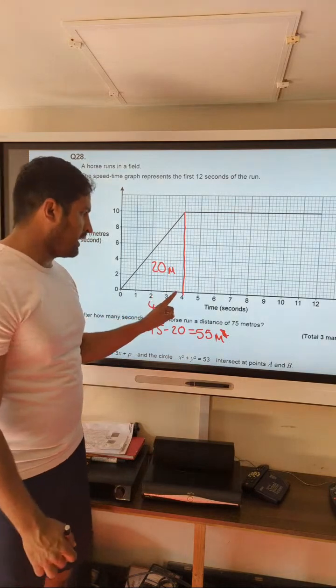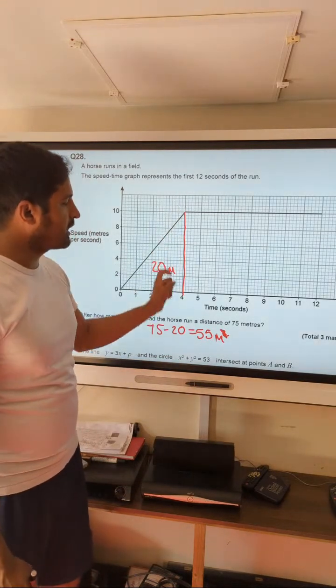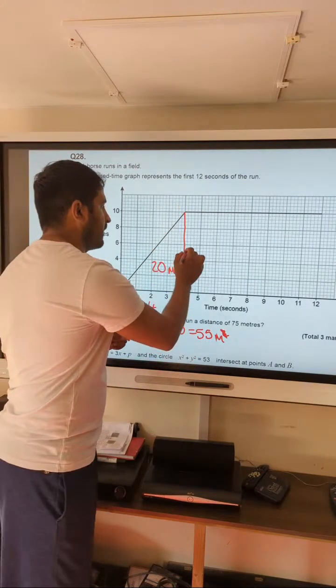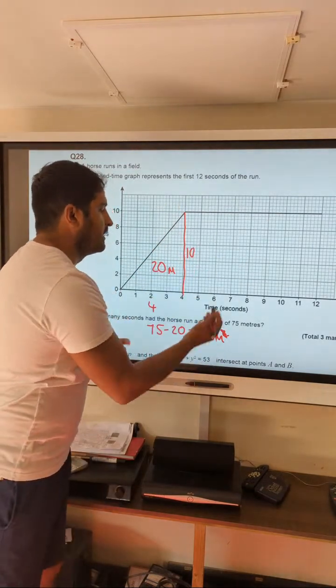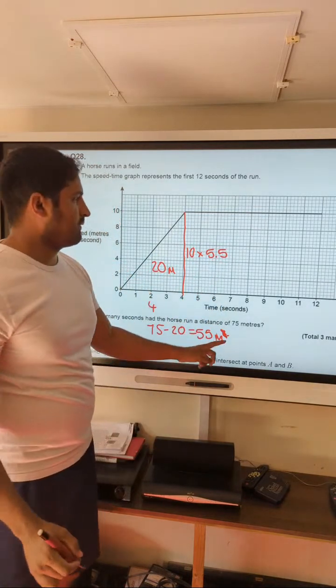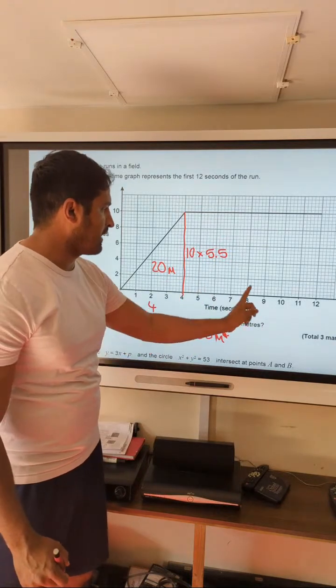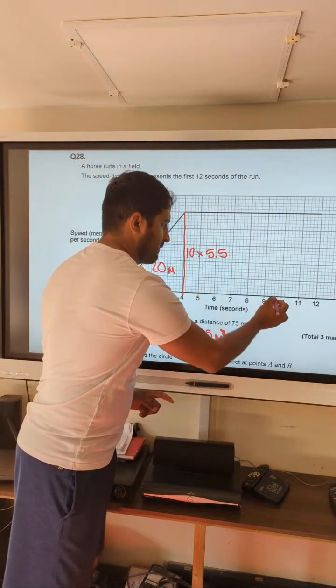So now we can look at it saying, okay, the height is 10. 10 times what gives me 55? That's what we're looking at, because this is now a rectangle. 10 times 5.5 will give me 55. So I need to go 5.5 more than this. 4 plus 5 is 9, so 9.5 here.